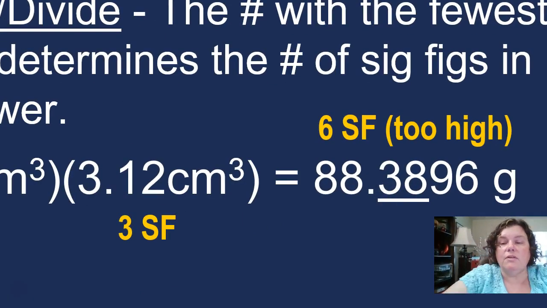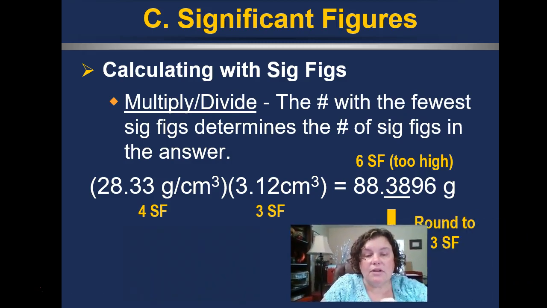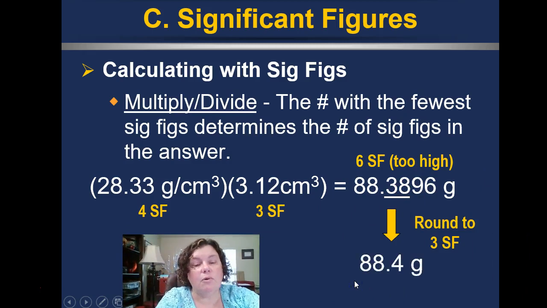And then once we get over here to the 3, then we look at the number next to it. If it's 5 and above, we're going to give that number a shove. If it's less than 5, then we're going to leave it as it is. Since it is above 5, we're going to go ahead and give that 3 a shove. We're going to make it 88.4. So our answer, once we round to 3 significant digits, with that rounding up, it's going to be 88.4 grams. And that is what you report.